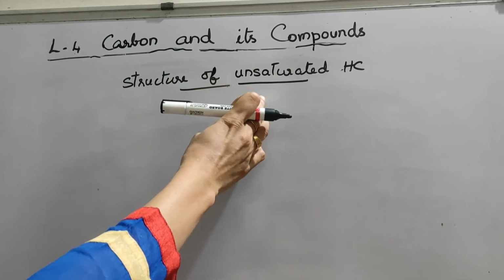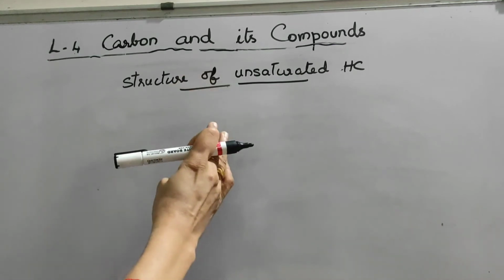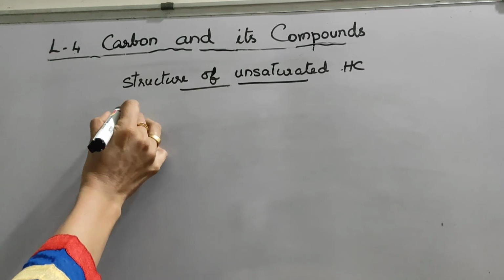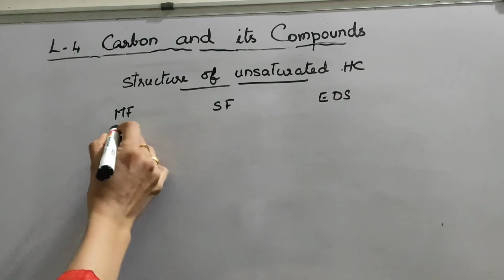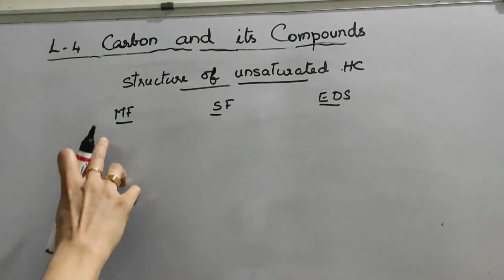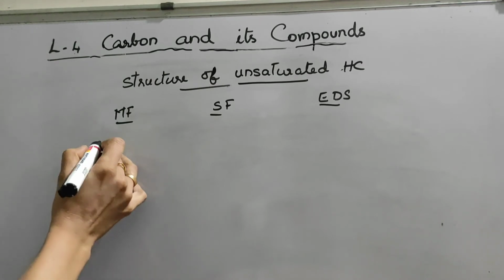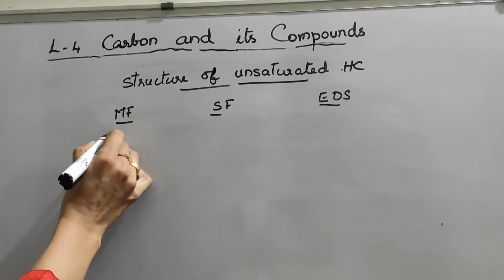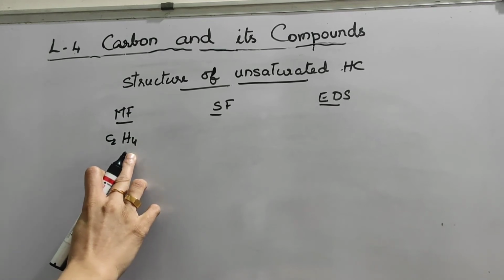Structure of unsaturated hydrocarbon. We already studied that unsaturated hydrocarbon is divided into 2, alkene and alkyne. Let's study the case of alkene. Look at the molecular formula, structural formula, and electron dot structure of alkene. The first member of alkene is known as ethene. Another name of ethene is ethylene. The formula of ethene, we know, is C2H4. The common name of ethene is ethylene.